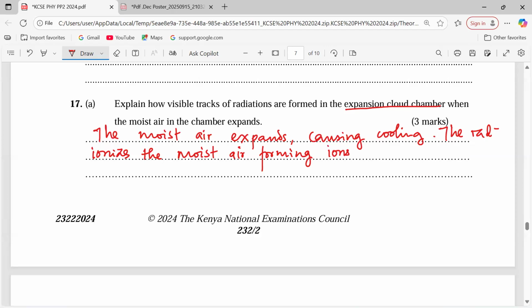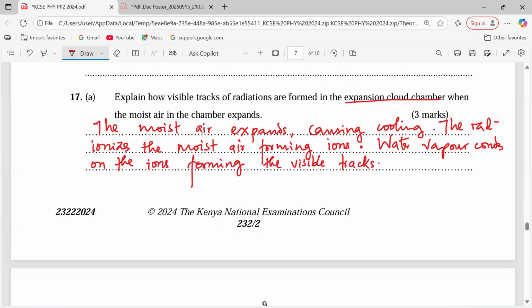Then we say that water vapor condenses on the ions, forming the visible tracks. So it's about the moist air expanding.